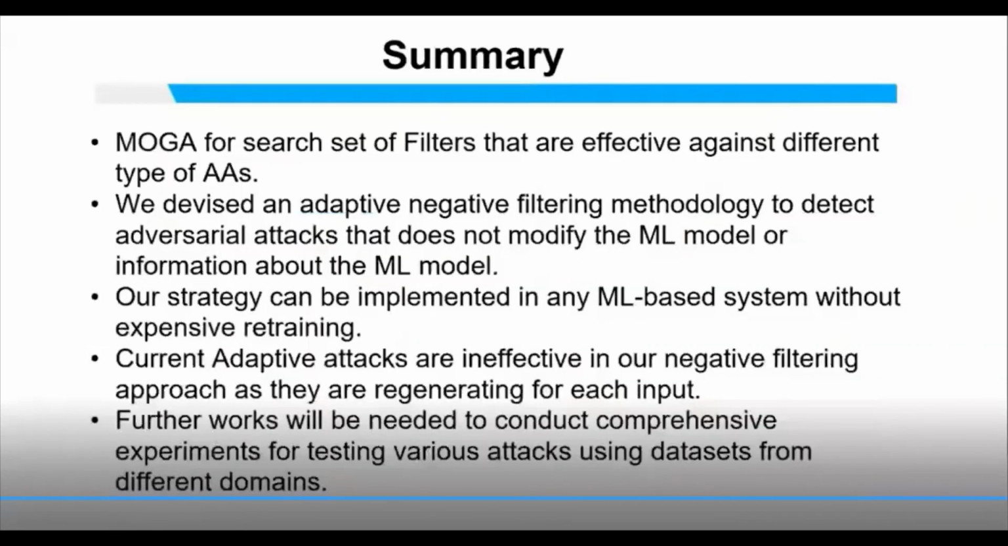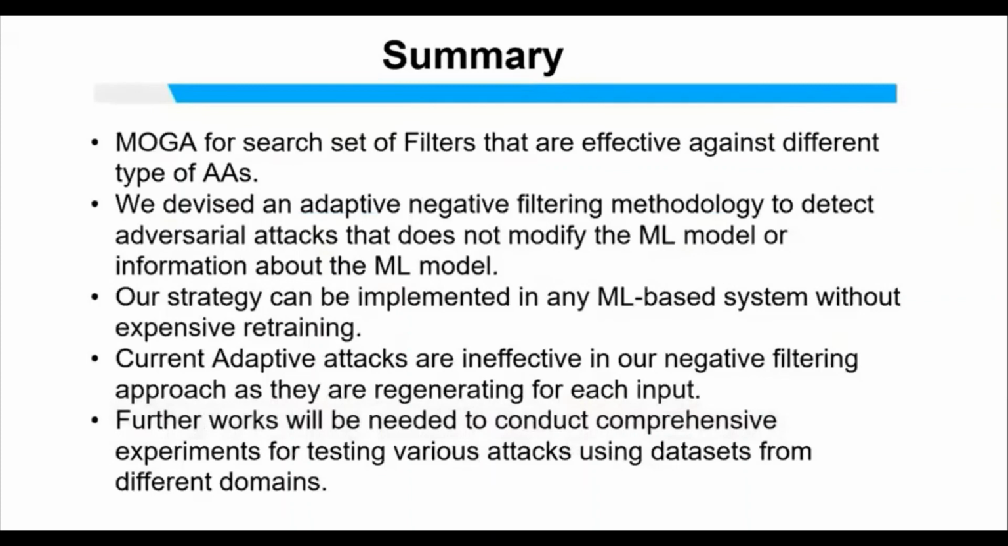The summary of the full work is that we use a multi-objective genetic algorithm, which has a variable length, to search the set of filters that will be effective against different types of adversarial attacks. We devise an adaptive negative filtering methodology to detect adversarial attacks that does not modify the ML model or require information about the ML model. Our strategy can be implemented in any ML-based system without expensive retraining. We say any ML-based system because our research is completely focused on the input, not on anything from inside the ML model.